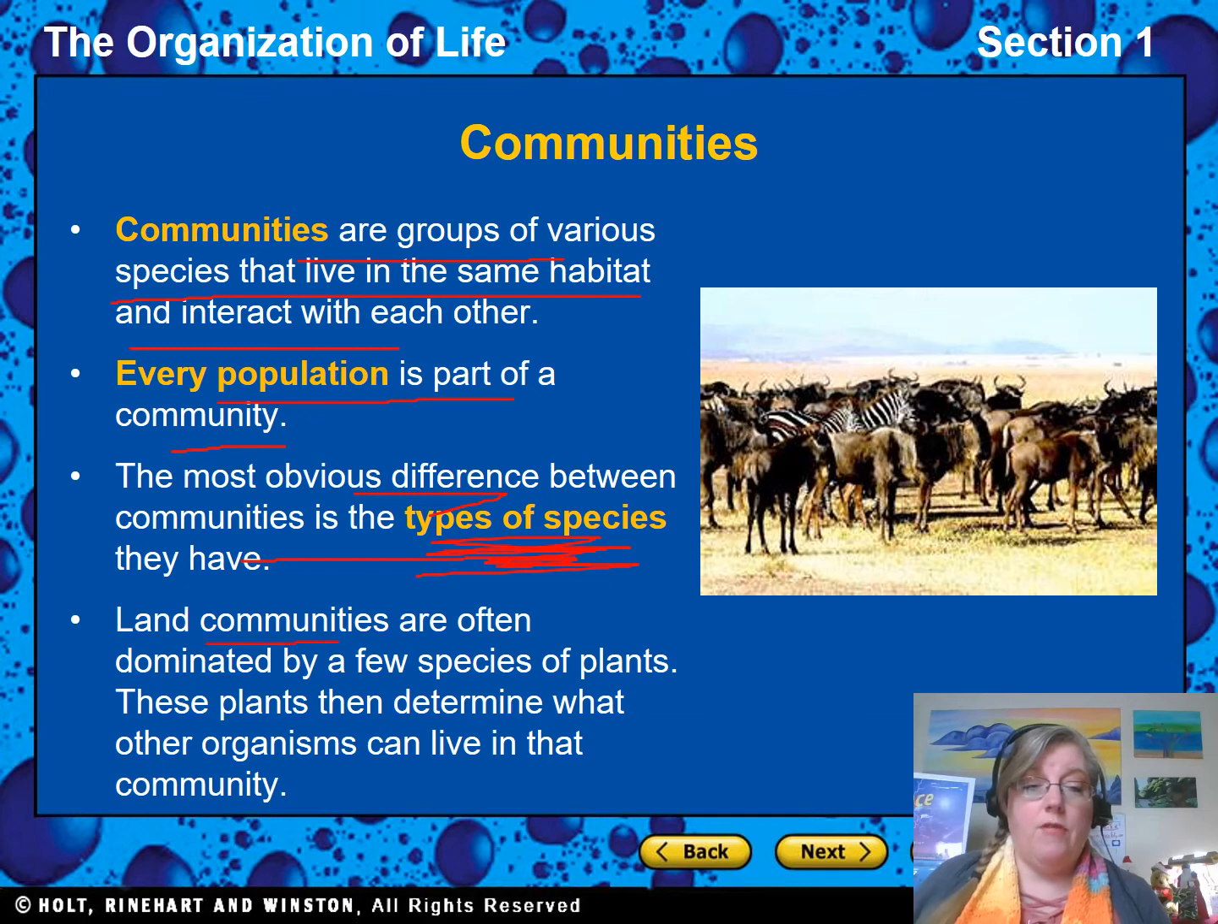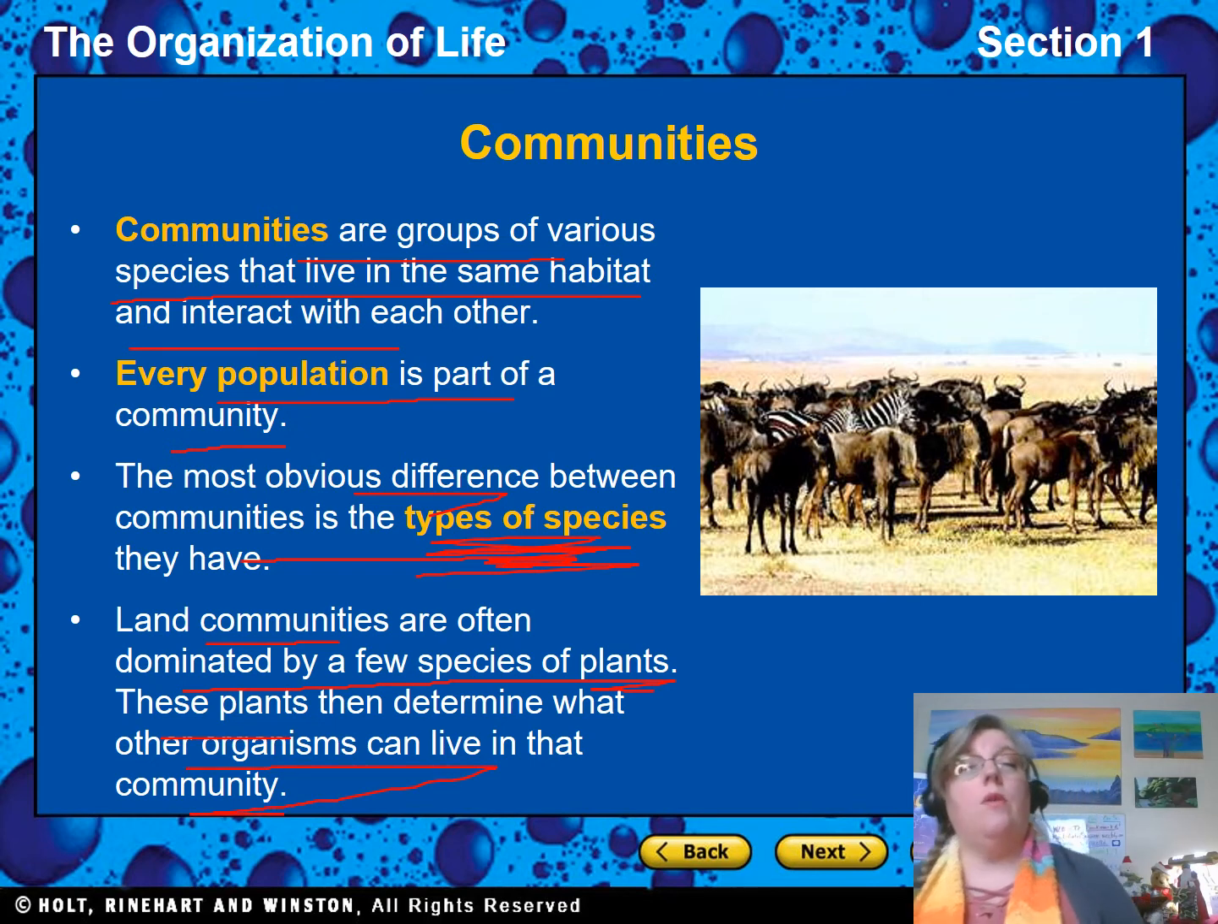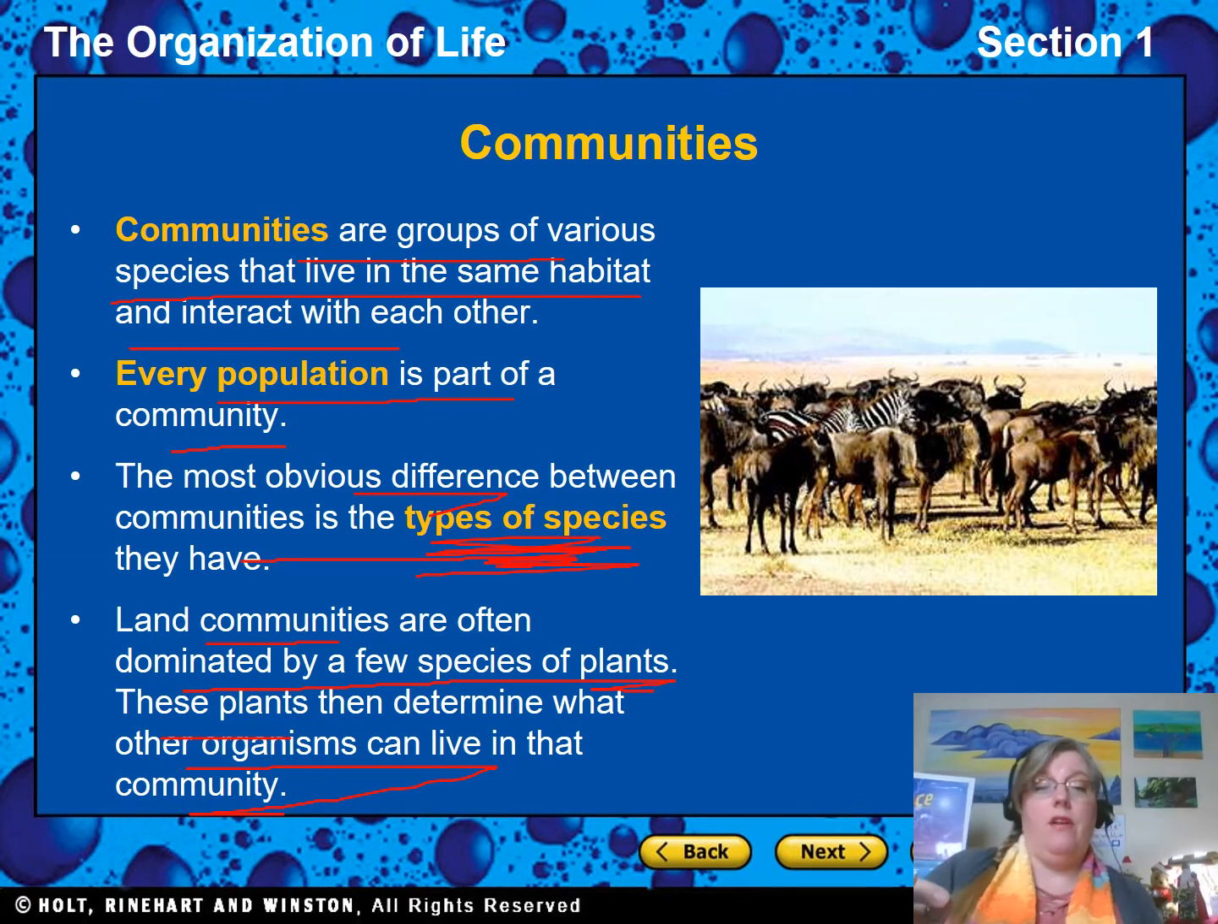Land communities are often dominated by just a few species of plants, and these plants then will determine what organisms can live in that community. Depending on what plant you have, that will determine what kind of community you have, because plants are specific to their temperature and their water levels. Different water levels, different temperature, you get a different plant, and because you have a different plant, you have a whole different community. I have one of my videos that says plants are king. And they are, when it comes to deciding what type of biome or community you have.